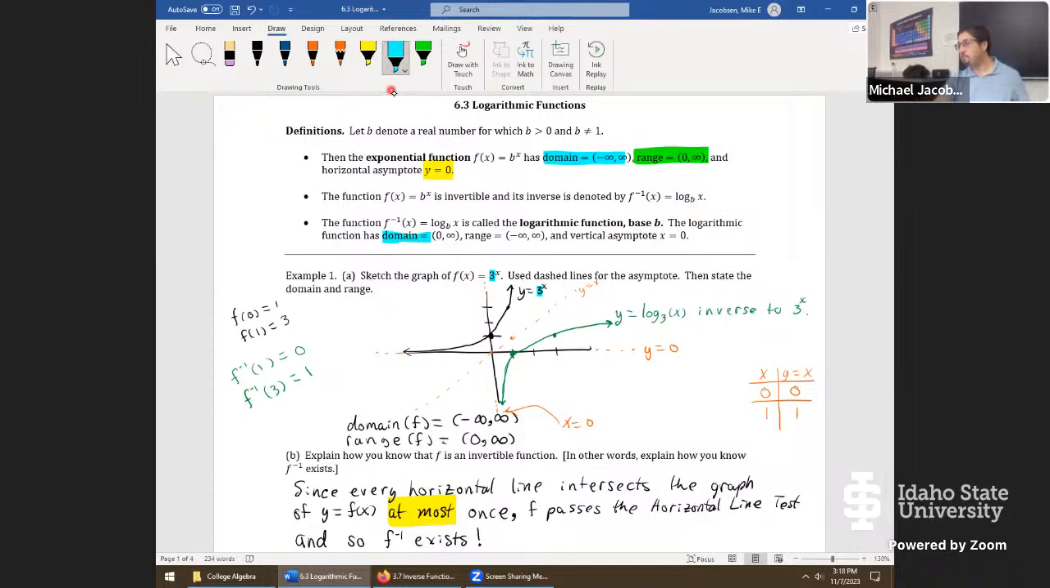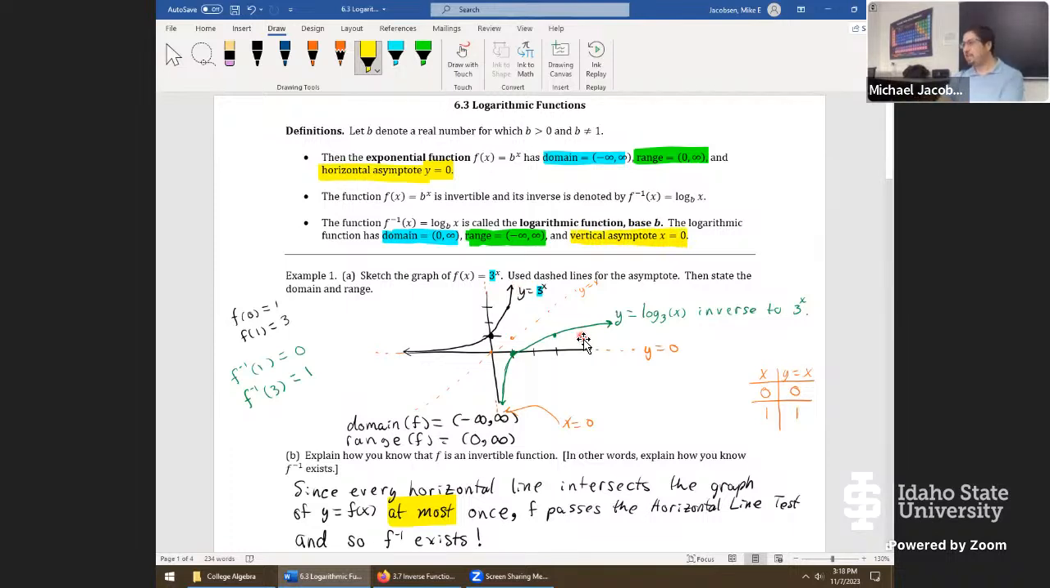The domain is going to be from 0 to positive infinity. The range will be from negative infinity to positive infinity. And we take what was a horizontal asymptote, and it becomes a vertical asymptote, x equals 0. So that's what every single logarithmic function is going to do.